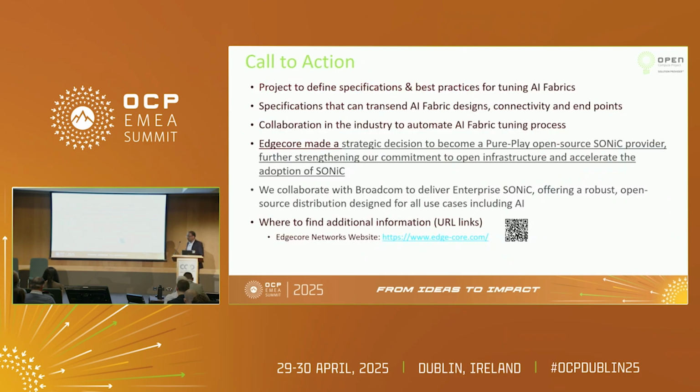So lastly, the call to action. Doing this repeatedly with all changes, every time a fabric needs to be set up and tuned, is not sustainable. We need a way to work together and come out with a set of specifications, maybe methods and best practices, where we can tune AI fabrics. Automation, something that we come out with, should transcend the design, the connectivity types, and the endpoints or NICs. And this collaboration should find a way to automate. We have tried to do some automation ourselves, but I think the community can drive it and all of us can benefit.